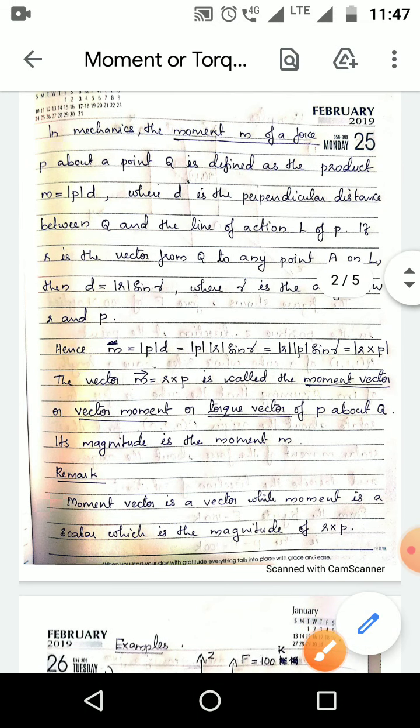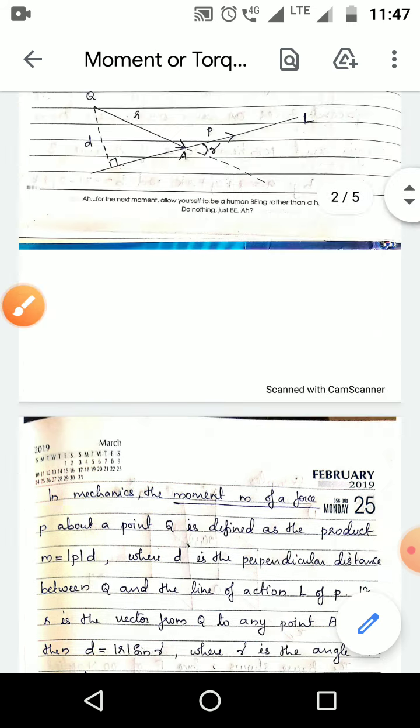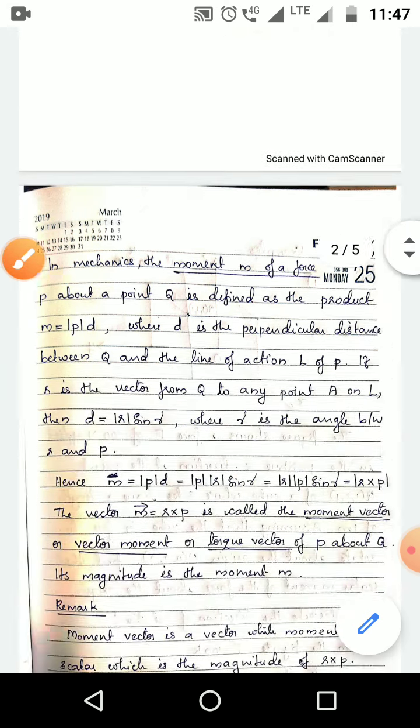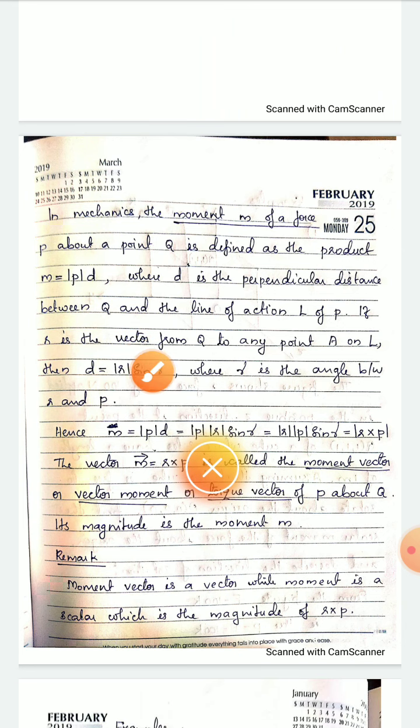Next we are defining the vector R. If R is the vector from Q to any point A on L, then the distance D can be defined as modulus of R into sine gamma. So D is equal to mod R into sine gamma, where gamma is the angle between R and P.